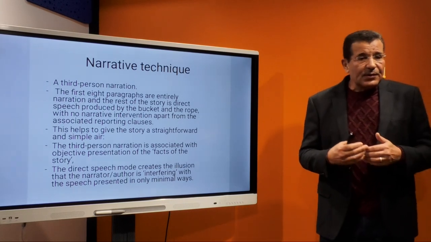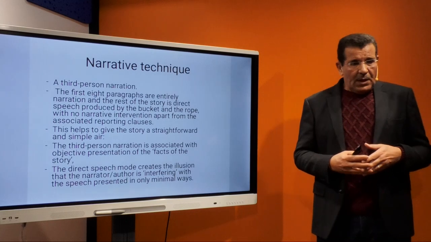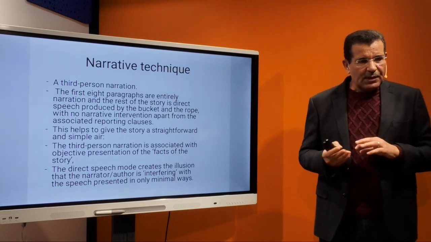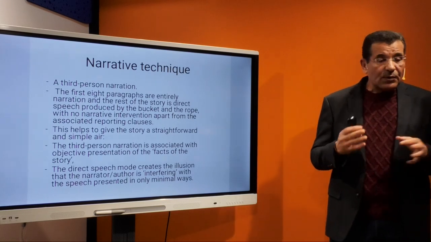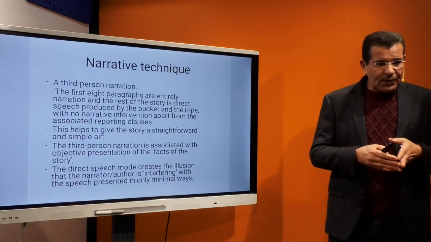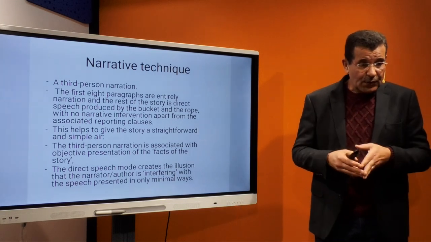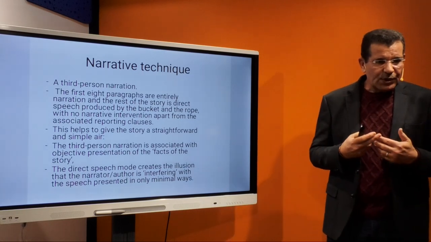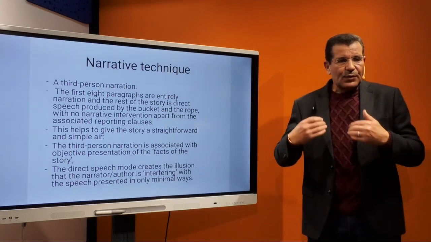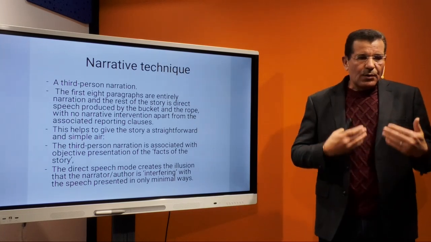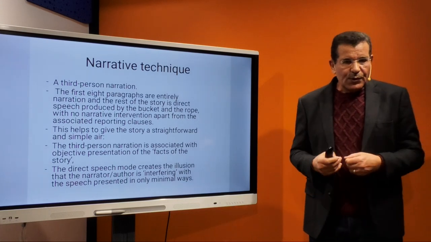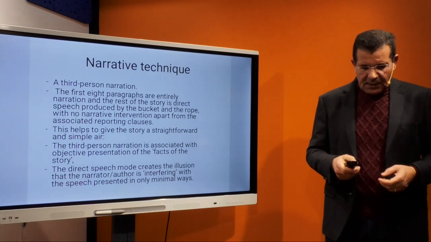And this leads me to deal with the narrative of the story. Of course, it is a third person narration, and the first 8 paragraphs are entirely narrated, and the rest of the story is direct speech produced by the bucket and the rope, with no narrative intervention apart from the associated reporting clauses. And this helps to give the story a straightforward and simple air. The third person narration is associated with objective presentation of the facts of the story, but the direct speech mode creates the illusion that the narrator or author is interfering with the speech presented in only minimal ways, and the room is left for the two objects, bucket and rope, telling, conversing, and through their conversation, we try to infer some of the motivations behind Mr. Dandy's suicide.